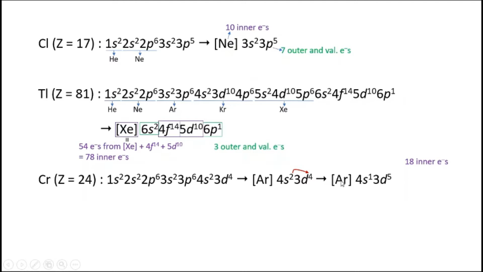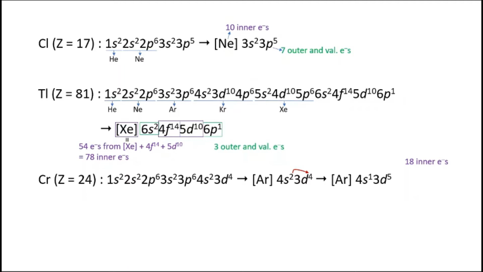This is actually going to be slightly different from the previous ones when we talk about outer and valence electrons. Chromium is a transition metal, and therefore it is sitting in the d block. For transition metals, the number of outer electrons and the number of valence electrons is not equal to each other. The number of valence electrons is the total of your outer electrons plus any d electrons that are inside of that configuration.